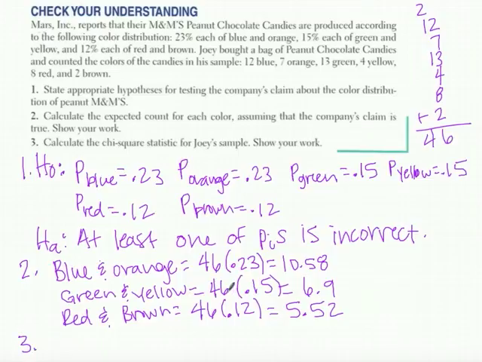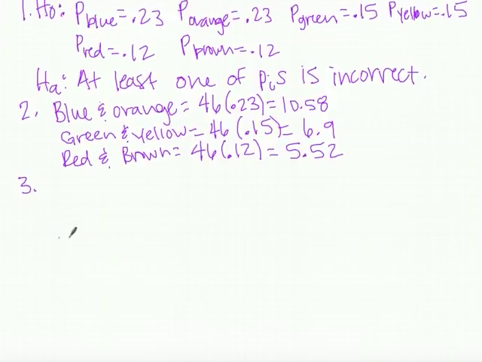Three says to calculate the chi-square statistic for Joey's sample and show your work. If you are calculating chi-squared, you're going to have one fraction for each of these colors: a fraction that represents blue, a fraction that represents orange, a fraction that represents green, and so forth. So let's start with the blue.